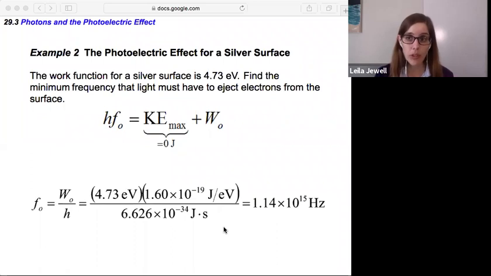But here's a place where you really want to pay attention to your units so that it does work out properly. And so we find that the minimum frequency to eject electrons from the silver surface is 1.14 times 10 to the 15 hertz.